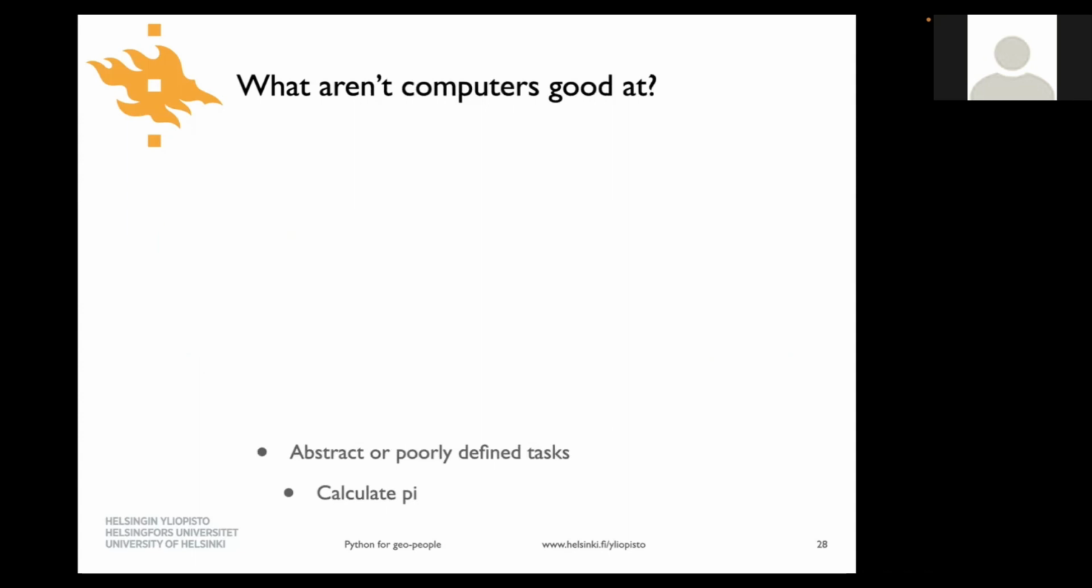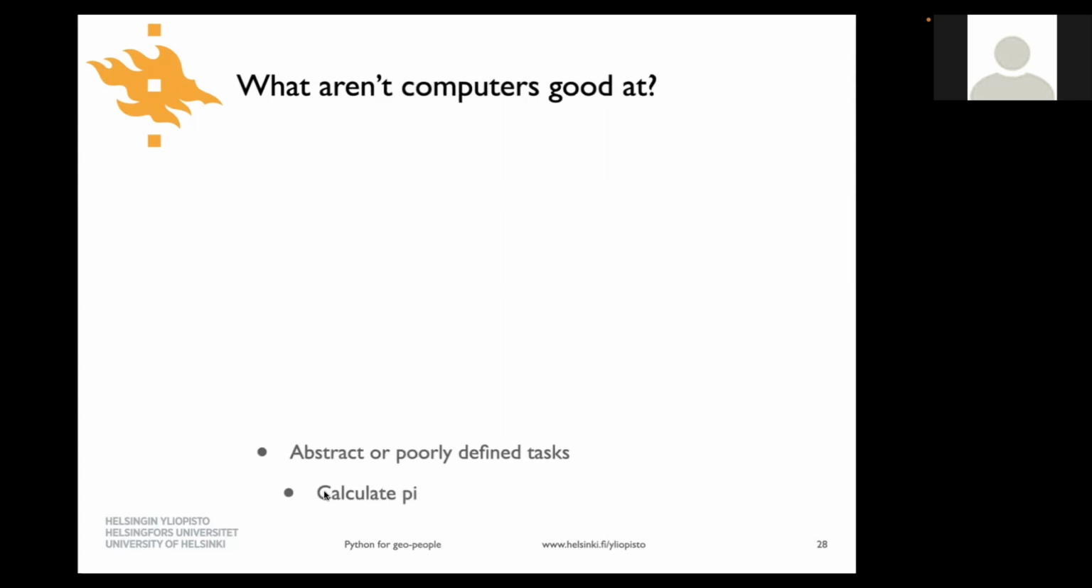They're not so good at abstract or poorly defined tasks. So if I said, calculate pi, and you told the computer to do that in Python, you're going to get error messages because it's not going to know what to do. You need to give it an equation or something. How does it calculate pi?